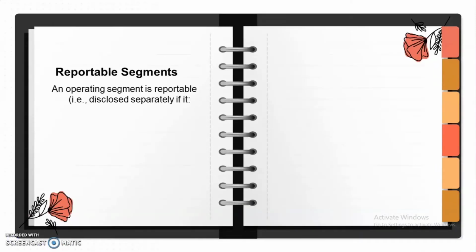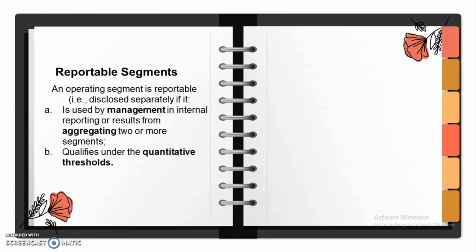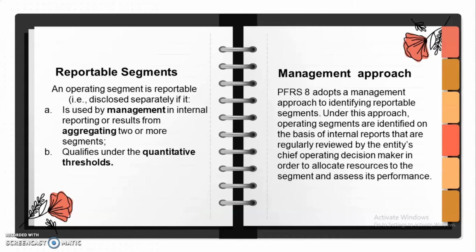Next is reportable segments. Ang isang operating segment is considered reportable kapag it is used by the management in internal reporting or results from aggregating two or more segments. Next, it is qualified under the quantitative thresholds, which I will report later, so that you'll further understand. Next is the management approach. Dito, sinasabi lang na yung decision sa operating segment is based sa management judgment.